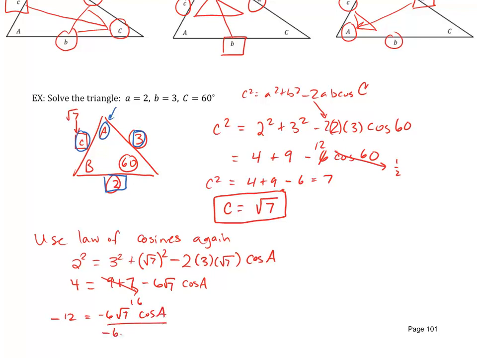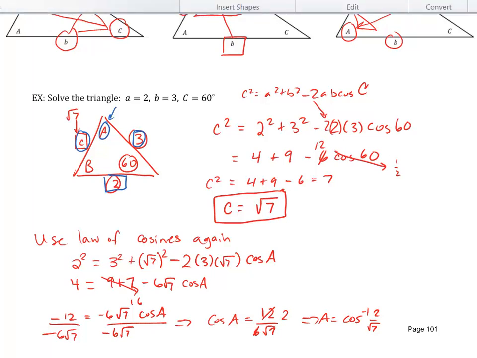Divide both sides by negative 6 square roots of 7. Gives me that cosine of A is 12 over 6 square roots of 7. Or if you reduce that down, 2 over the square root of 7. So A would be cosine inverse of 2 over square root of 7. By the way, with cosine inverses, we do not have to worry about the two different angles you might get out of it, because we're only going to get one angle out.